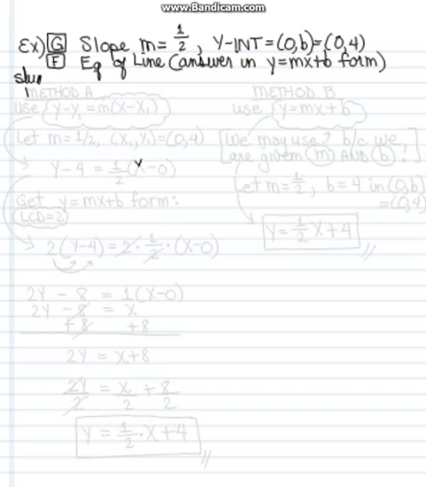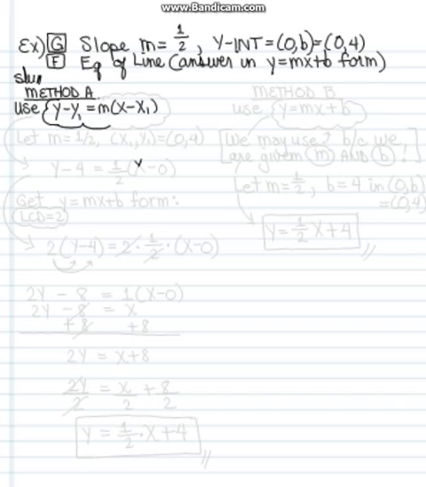Now there are two ways to answer this question, and you can use whichever way you prefer. Let's do method A. Method A uses what we call the point-slope form of a line. It's the formula y minus y sub 1 equals m times (x minus x sub 1).